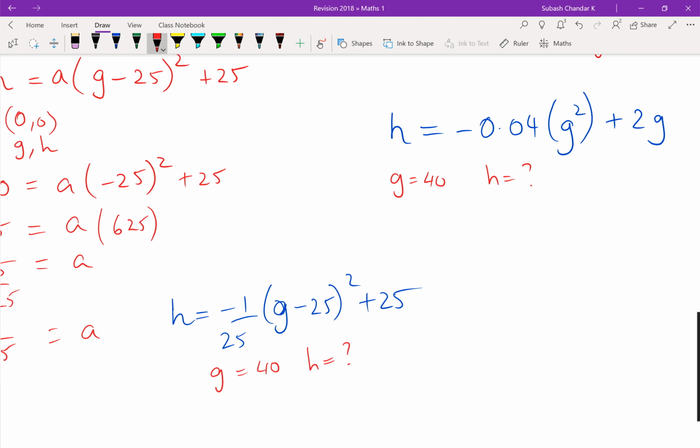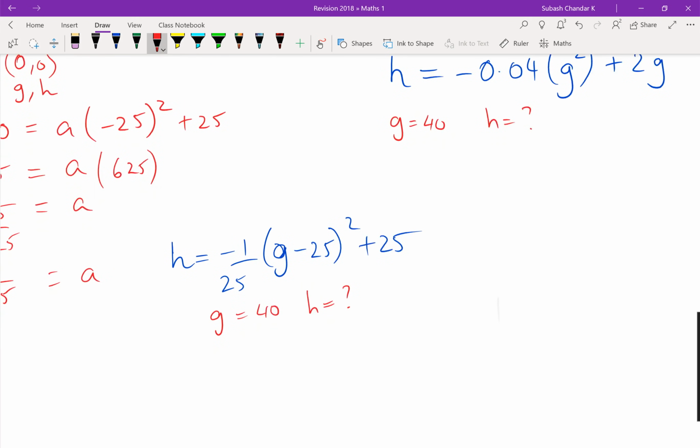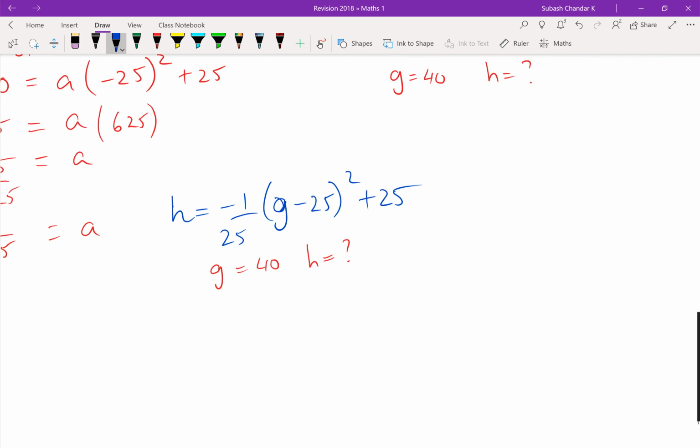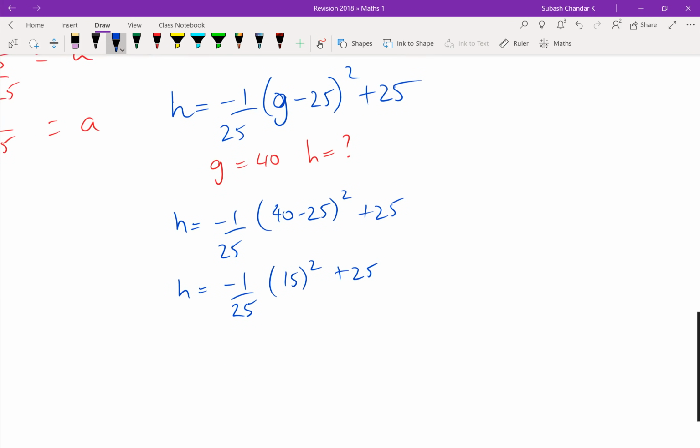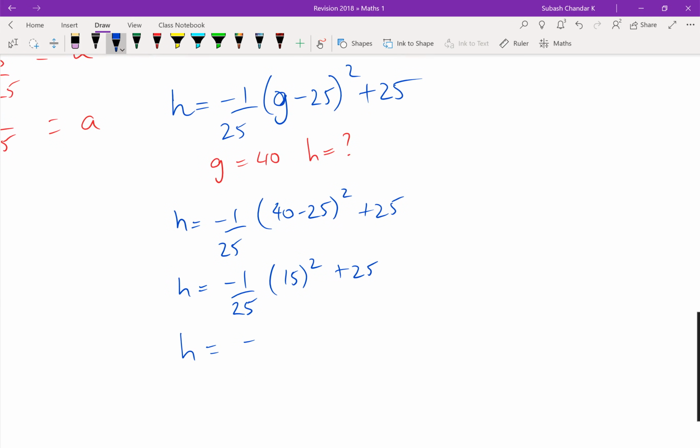Okay, I'm going to show you guys how to do this real quickly by hand, and I'm also going to show it to you by the graphics calculator as well. So with the first one, it is just substituting. I'm going to put negative 1 over 25, times (40 minus 25) squared, plus 25. So solving, you get 15 squared, plus 25. 15 squared is 225. Negative 225 divided by 25 plus 25. We get negative 9 plus 25, 16 meters.